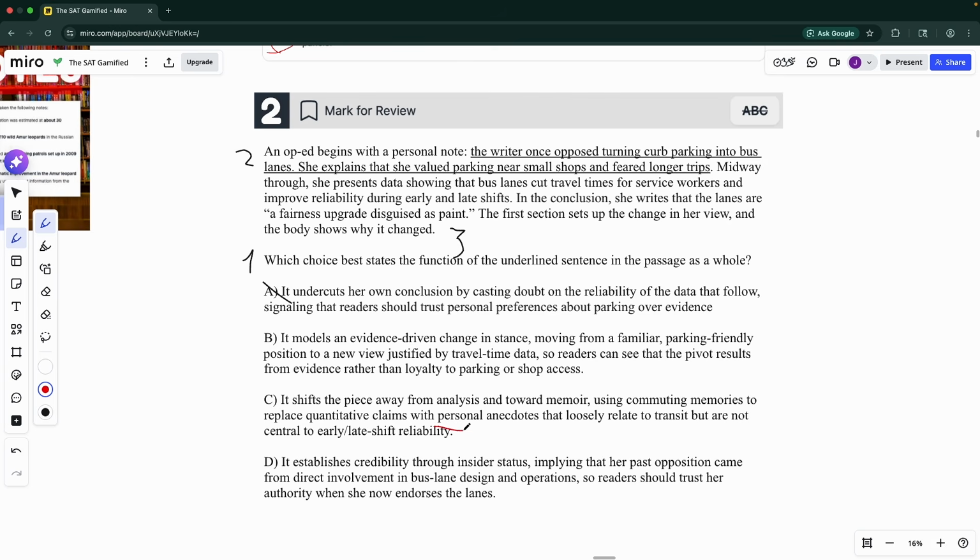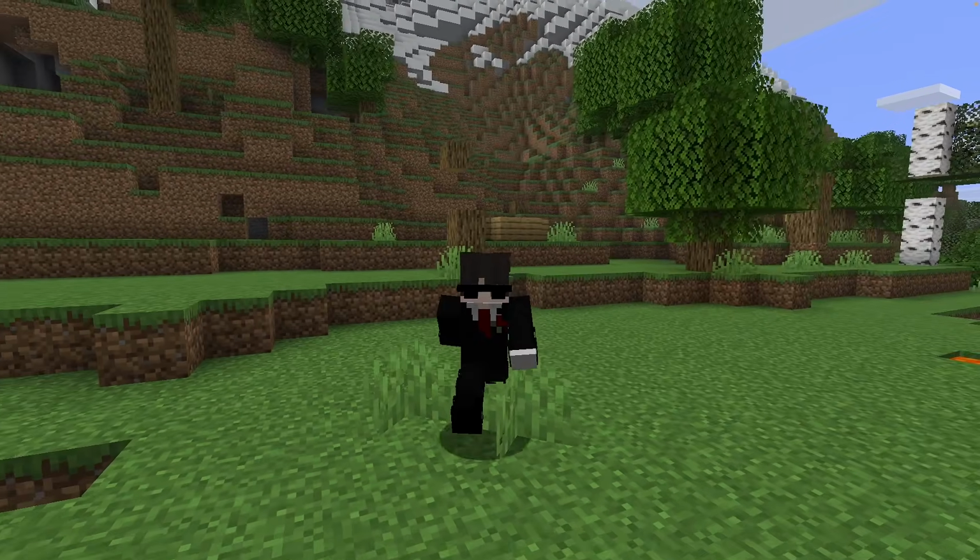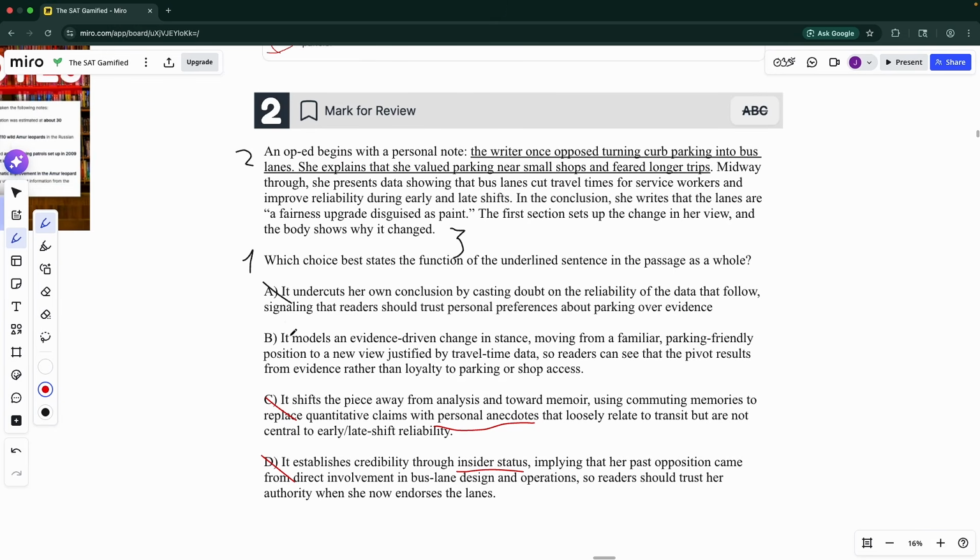Okay, not really any personal stories that are talked about here, so I would say that can't be it. It establishes credibility through insider status. Okay, it doesn't talk anything about being an insider or anything. It's not like she's an undercover agent or something. So B has got to be right.